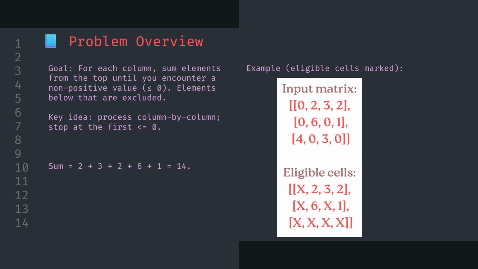Note: zeros at the top cause that whole column to be ignored. Positive values above zeros count normally. This is easy to implement and runs in linear time in the number of elements.